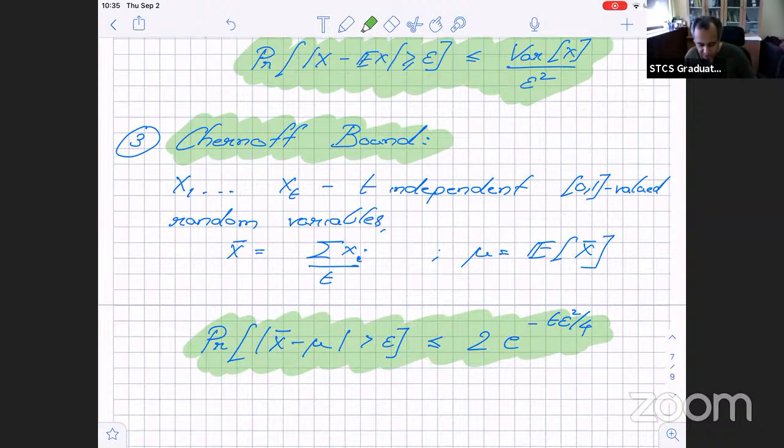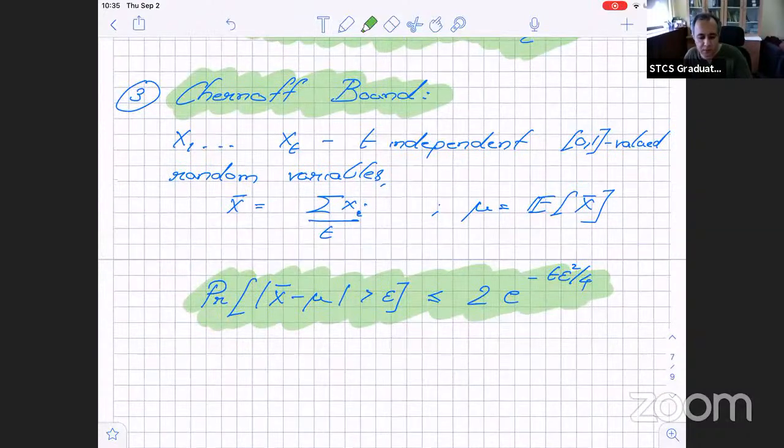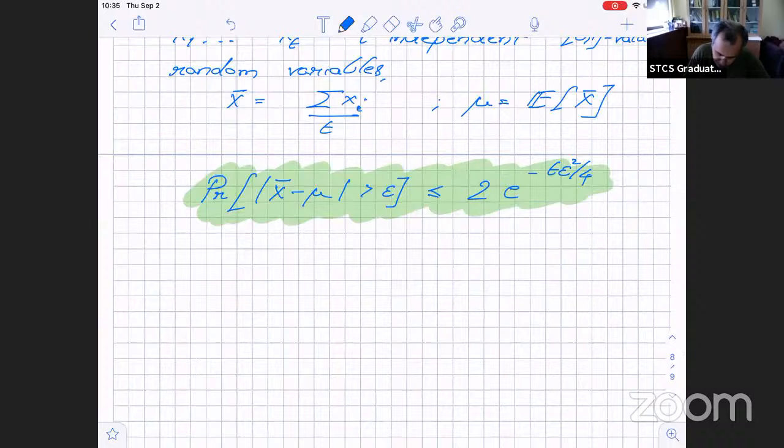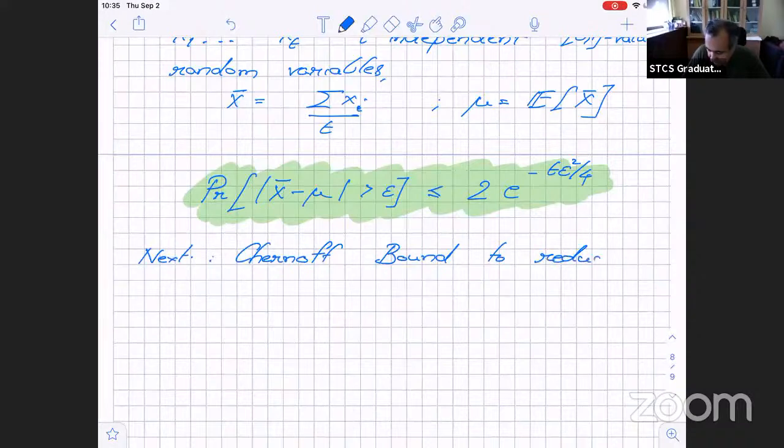Questions on this? Based on this, let's revisit the error for BPP. We will use the Chernoff bound to reduce error in BPP.